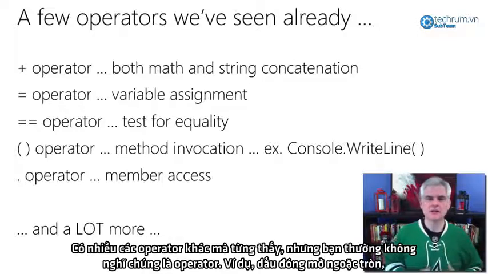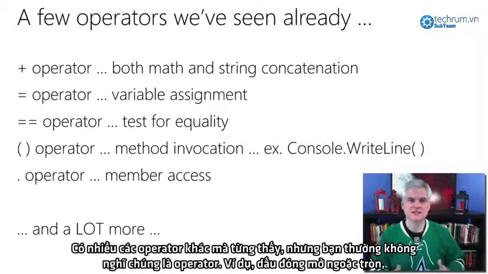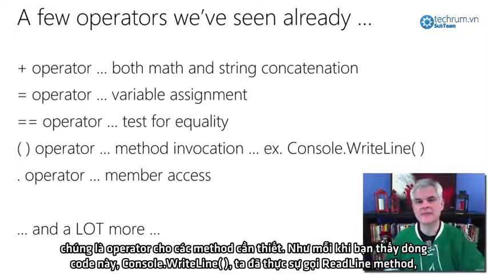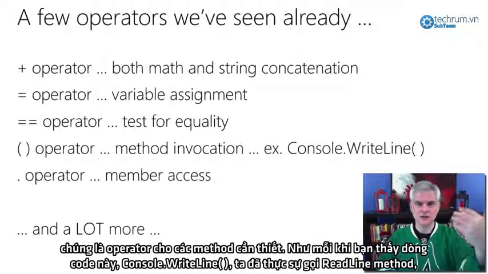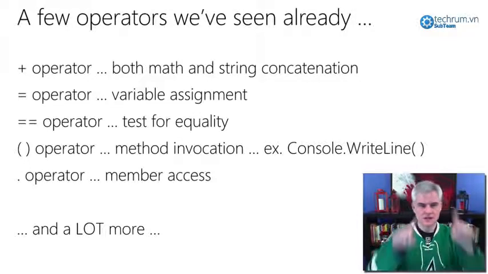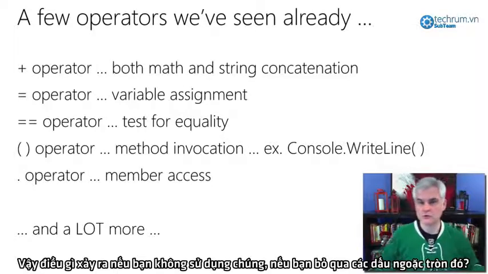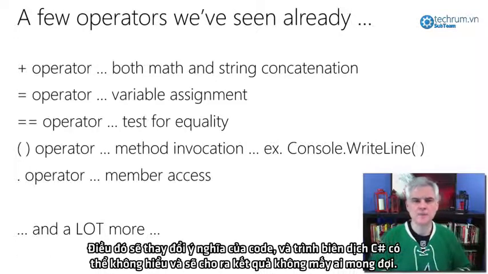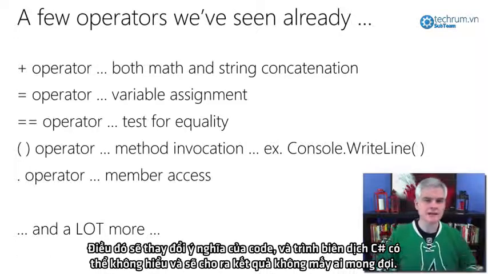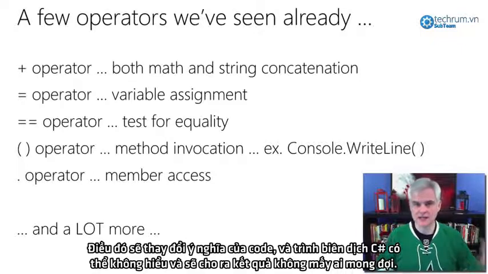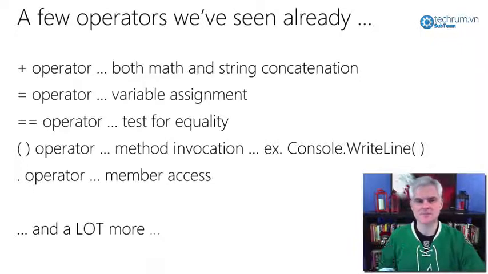For example, the opening and closing parentheses is the operator for method invocation. Like whenever you see this line of code, Console.ReadLine with open and close parentheses, we are actually invoking the ReadLine method through the use of the opening and closing parentheses. So what happens if you leave those off, if you ignore those parentheses? Well, then it changes the meaning of the code, and the C# compiler may not understand and will possibly raise a compilation exception.